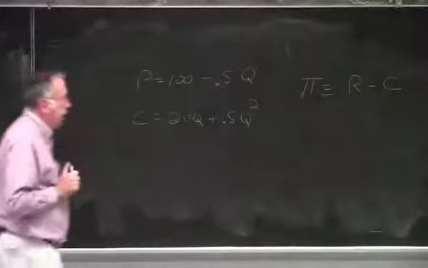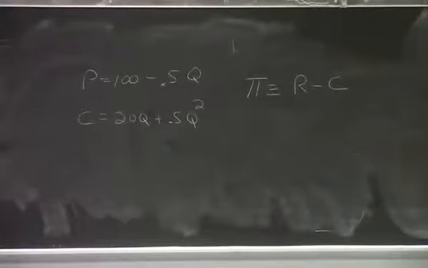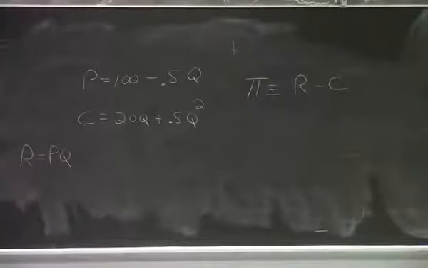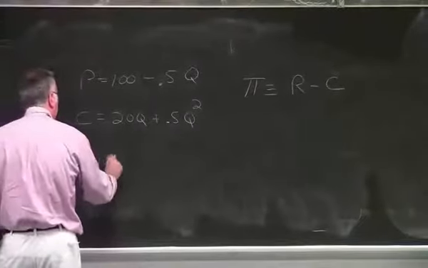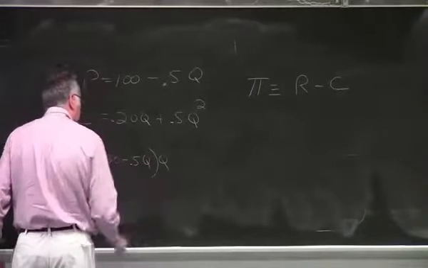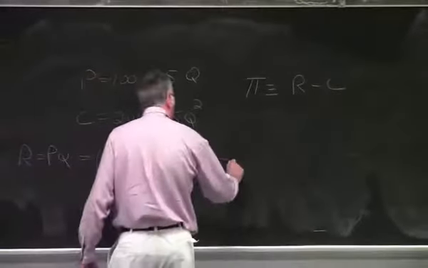Now, in order to get our profit expressed as a function of Q, we have to express both revenue and cost in terms of Q. Cost is already expressed in terms of Q, so that's no problem. But we have to get revenue expressed as a function of Q. Revenue, of course, by definition is P times Q. So to get revenue expressed as a function of Q, now we just substitute in for P. P is given by the inverse demand curve. So our revenue function is 100Q minus 0.5 Q squared.